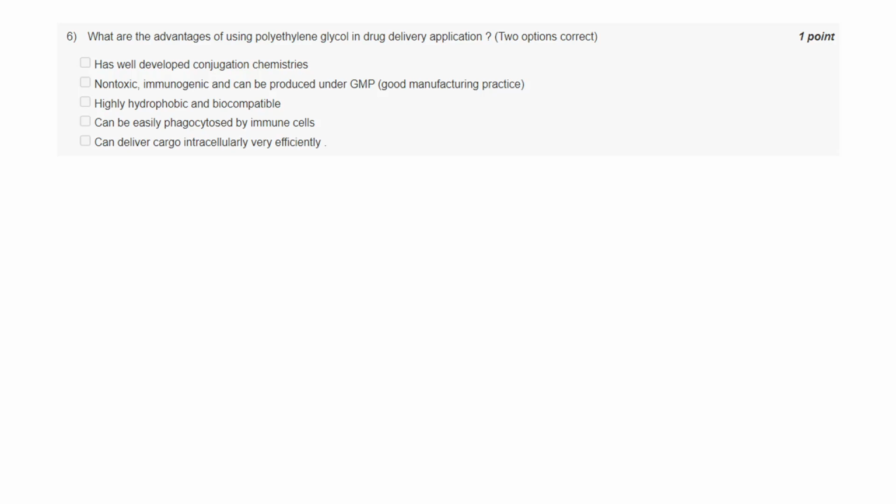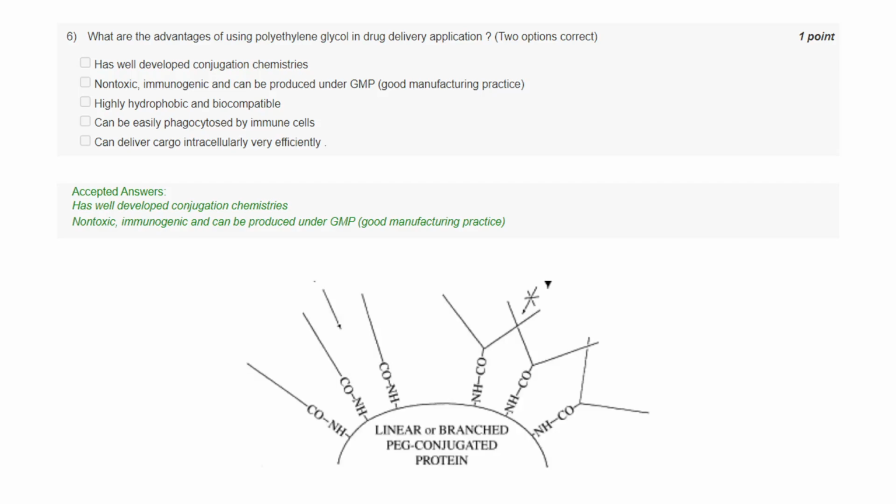Next question was, what are the advantages of using polyethylene glycol in drug delivery application? The right option was, it has well-developed conjugation chemistries, it is non-toxic, non-immunogenic, and can be produced under GMP. The rest of the options are not correct because even though it is biocompatible, PEG is highly hydrolytic in nature.